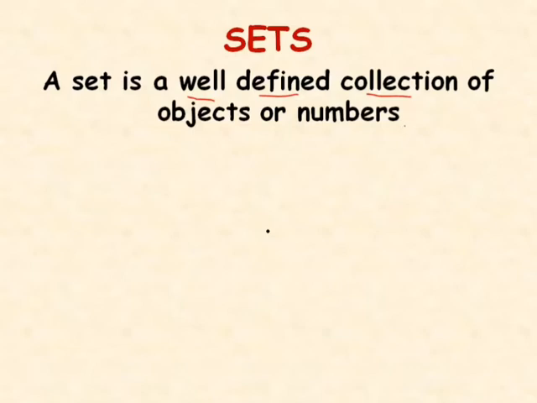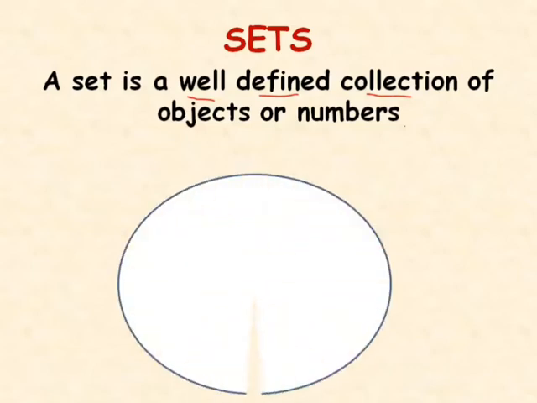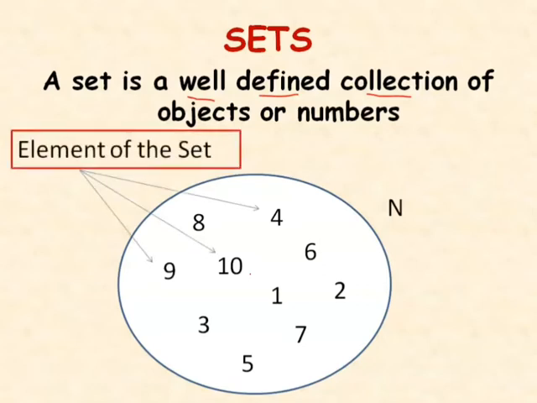Let us take an example of natural numbers from 1 to 10. So here we have all the natural numbers from 1 to 10. Each and every number is called an element of the set. So this whole set is called the set of natural numbers, and each number is called an element of the set.